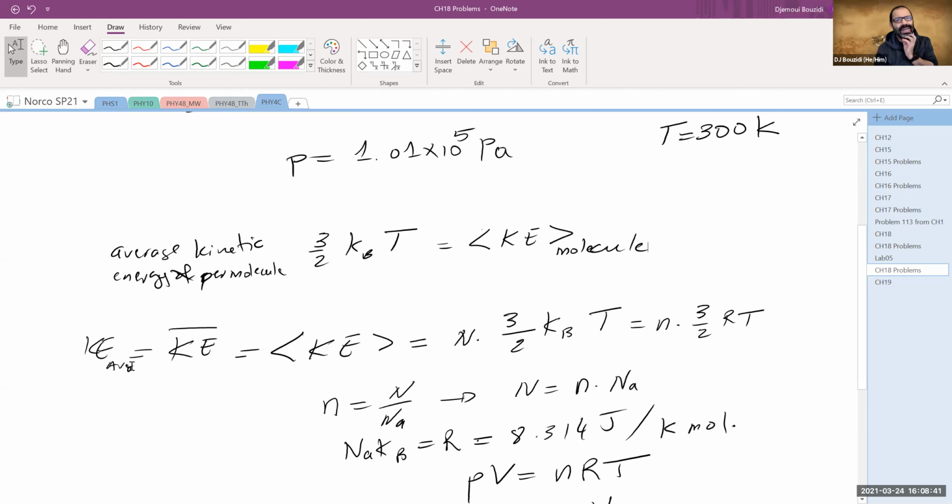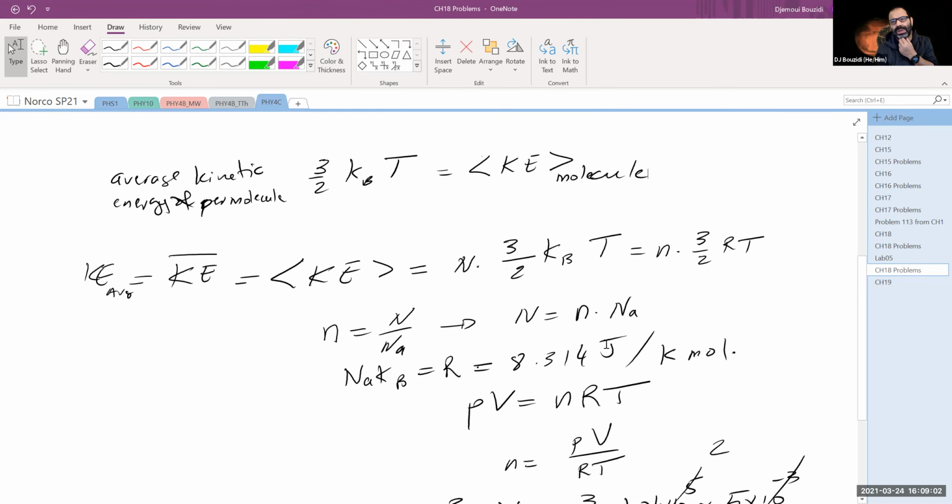So the entire kinetic energy, which sometimes I write with a bar on top, sometimes I put in brackets as an average, and sometimes we also use the symbol AVG, is just the number of particles you have in there multiplied by the average of each molecule. So we're assuming there is a big N of them, times the average of each molecule.